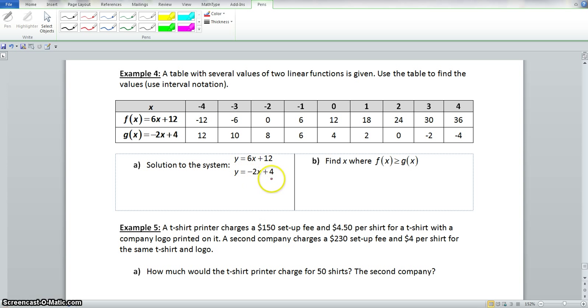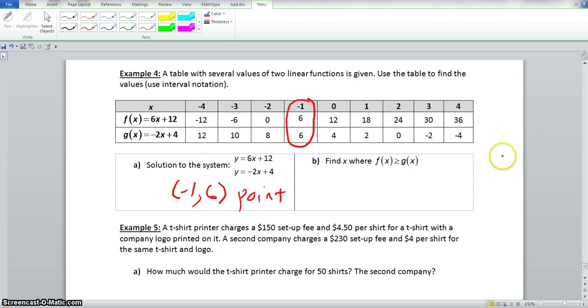Now all we have to do is find where their y values are equal to each other. We have an x value of -1, and we see where the y values are equal to each other. So we know the ordered pair for f of x is -1, 6, and the ordered pair for g of x is -1, 6, where they intersect. So it'd be -1, 6, and that is the point. Okay, now we go to B here.